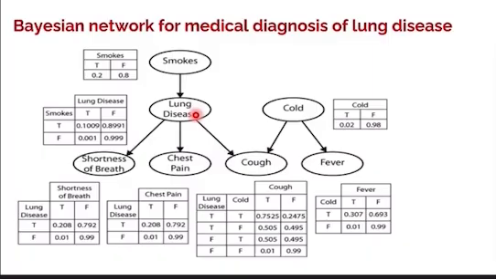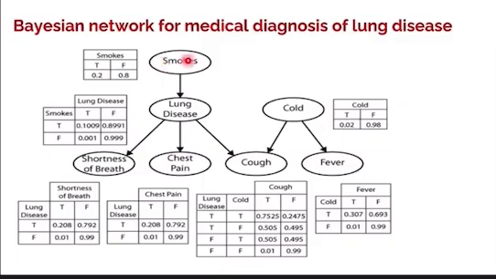Now there's something I need to say. Take a look at this. Smokes is a node; this is another node, and this is another node. How many nodes do we have altogether? 1, 2, 3, 4, 5, 6, 7. We have 7 nodes, and each of these nodes is binary. Binary means they have two states.